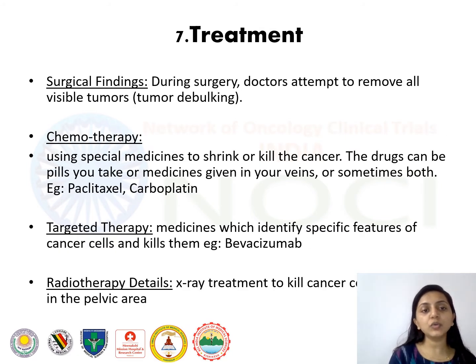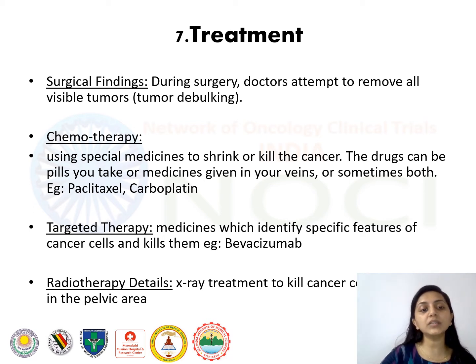The treatment of ovarian cancer includes different modalities of treatment. Now, coming to the surgical treatment, doctors make an attempt to remove all the visible tumors, that is, removing the tumors as much as possible, which is called tumor debulking. But not in all cases is it easy to remove the entire tumor from the pelvic region. So that is when we get the help of chemotherapy.